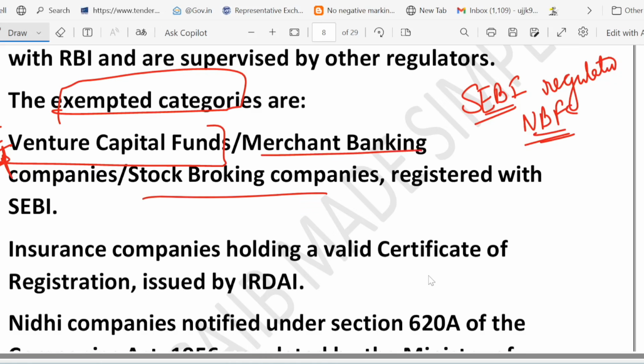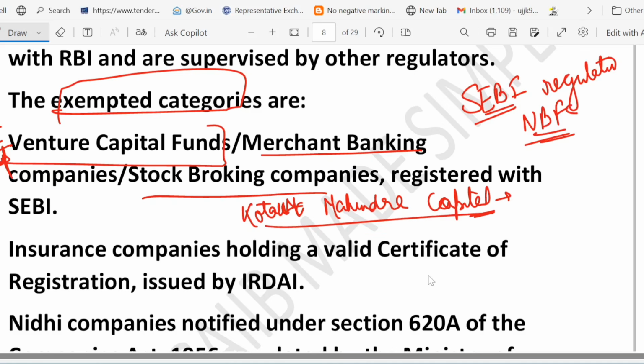Let me give you one example. You might have heard the name of Kotak Mahindra Capital. Have you heard of it? Kotak Mahindra Capital helps companies raise funds. This is also a kind of NBFC, and it is a SEBI regulated NBFC. Venture capital fund like startup investment, merchant banking company, stock broking company. So these are SEBI regulated. They are not RBI regulated.